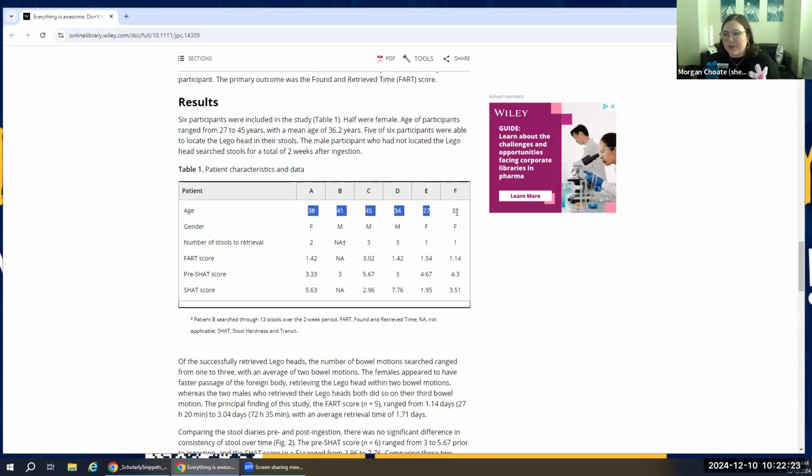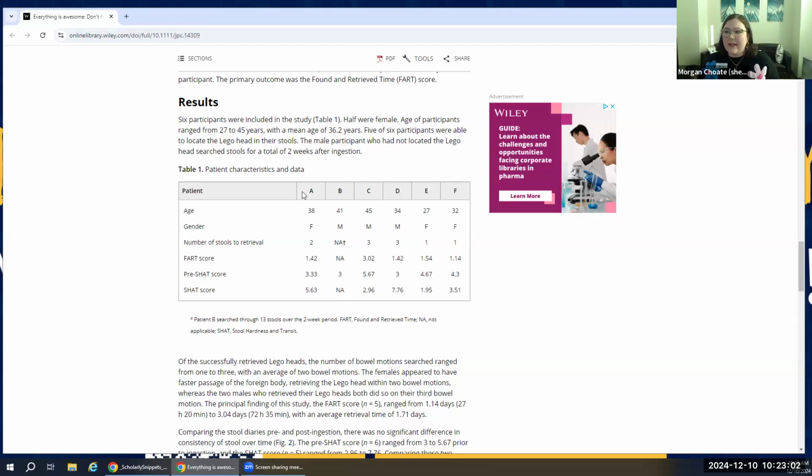So you'll see discrete variables, you'll see that nominal variable there, discrete again, and then these ones are continuous, even though you'll see that there are some whole numbers here, because there are other numbers within the variable that are continuous. You would probably usually just do a 3.0 there to make sure everything's formatted the same, but that would be considered a continuous variable. But you will notice here that they said that patient B was unable to retrieve the Lego head. So they have an NA for several of these variables.